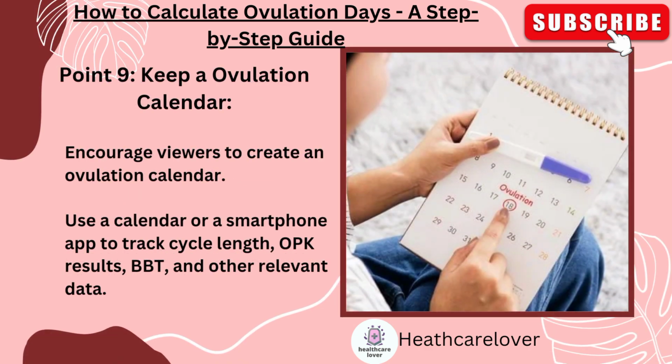Point 9. Keep an ovulation calendar. Encourage viewers to create an ovulation calendar. Use a calendar or a smartphone app to track cycle length, OPK results, BBT, and other relevant data.